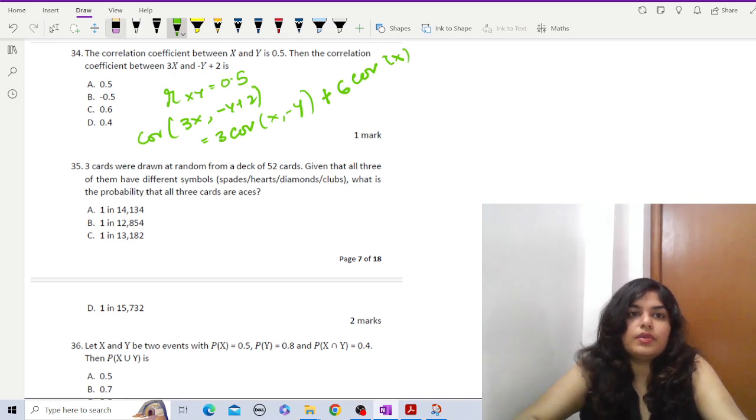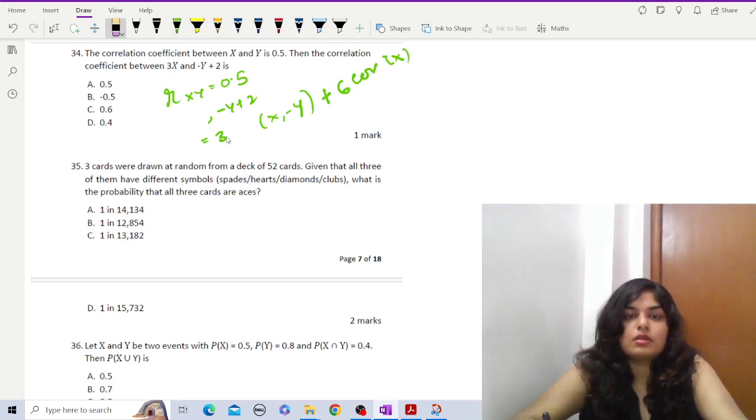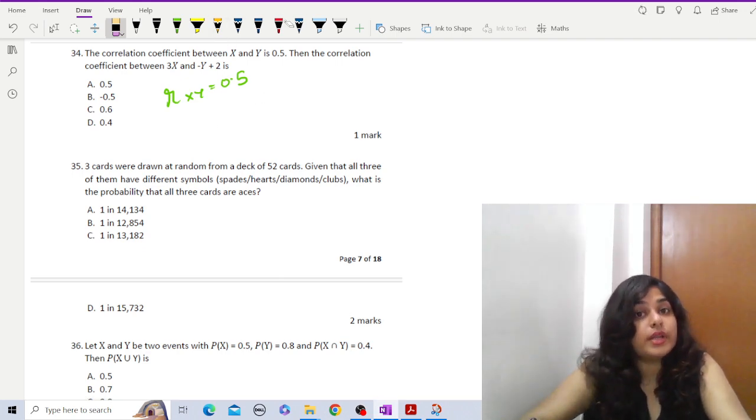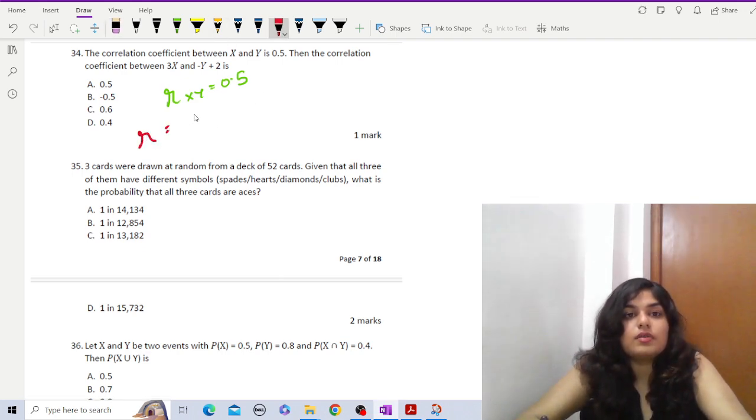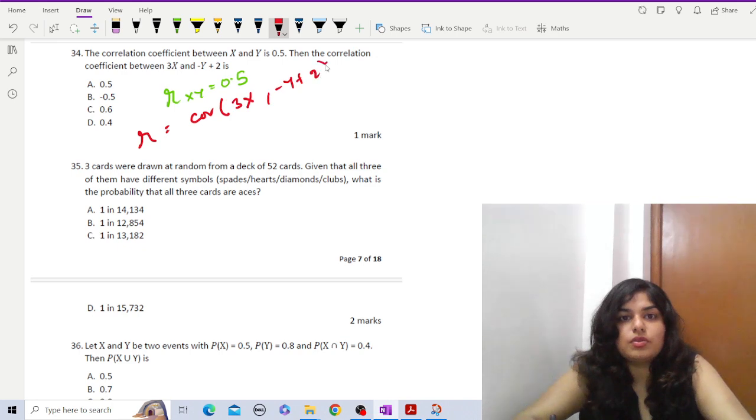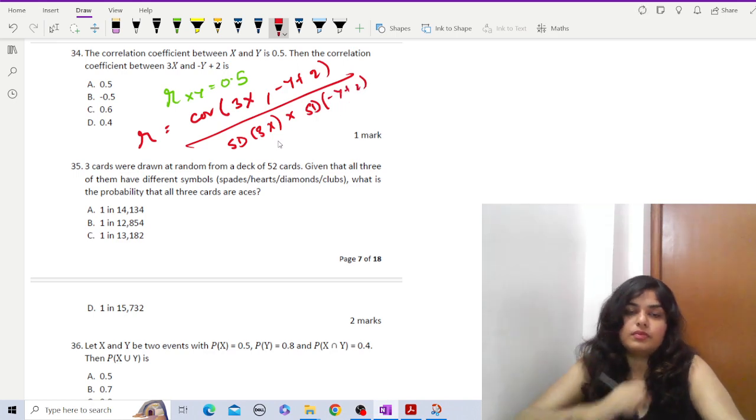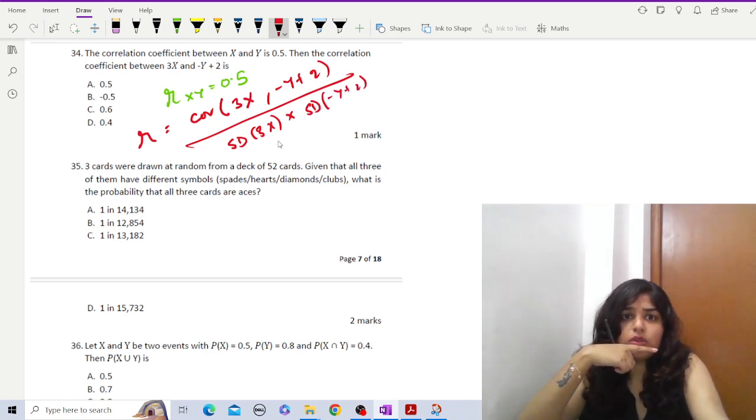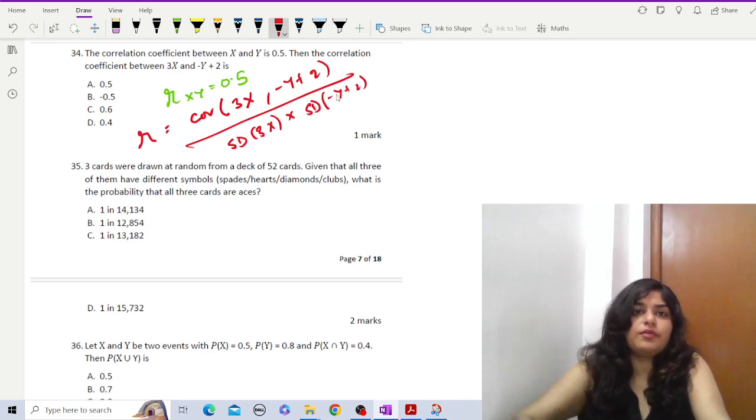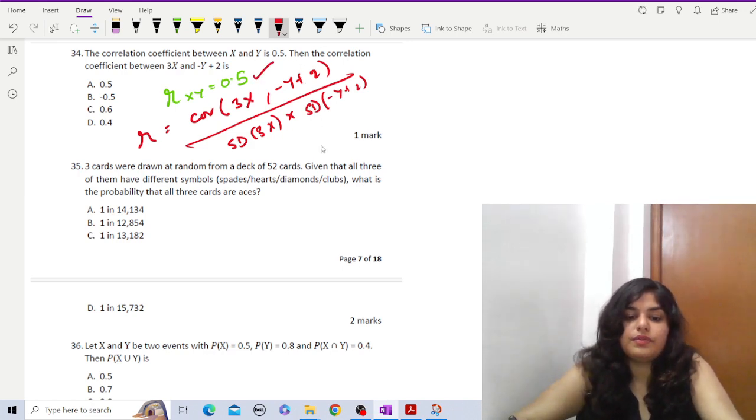So basically we will not do this one. Wait. Okay, we don't have to find out the covariance, we have to find out a correlation. So r is equal to cov of 3x comma minus y plus 2 divided by standard deviation of 3x into standard deviation of minus y plus 2, right? Now from here, what information do we have? We have this is 0.5.